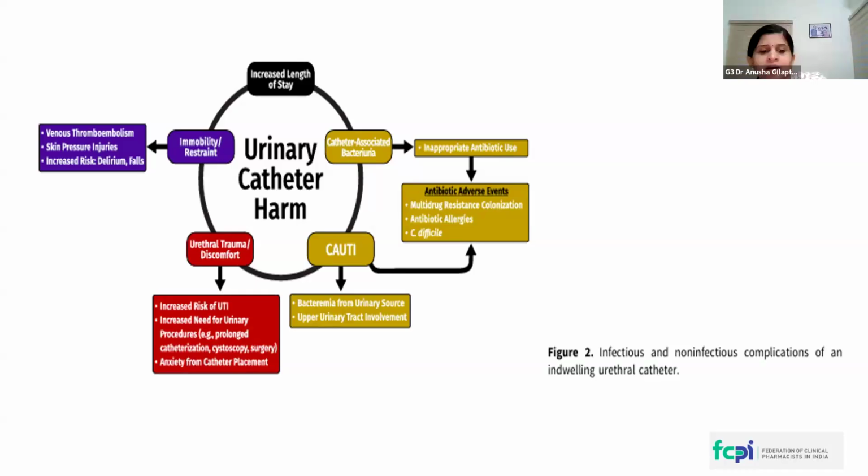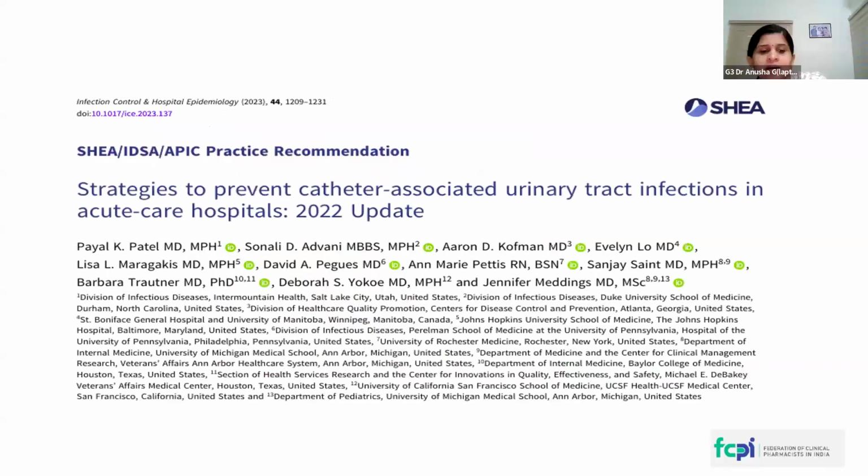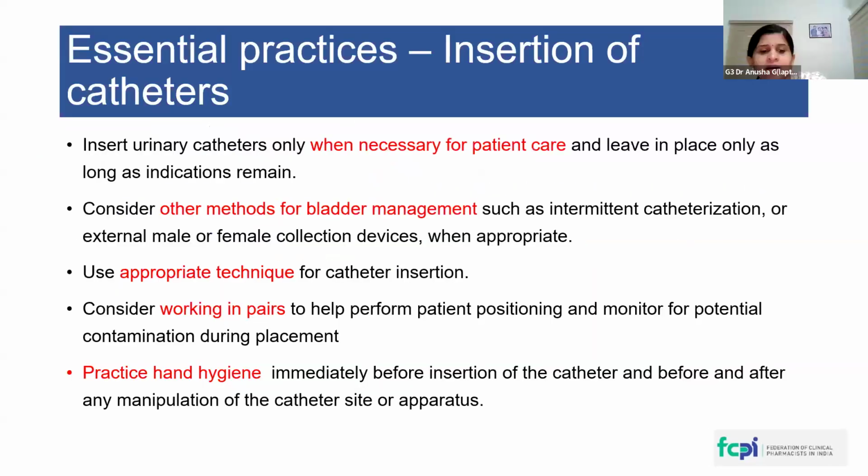So according to the 2022 update of IDSA, what are the essential practices? Number one, insert a urinary catheter only when necessary for the patient. And if a urinary catheter is not advised for the patient, then you can use other methods like intermittent catheterization, that is, in and out catheter can be used. And when the catheter is being inserted, always follow appropriate technique and always work in pairs.